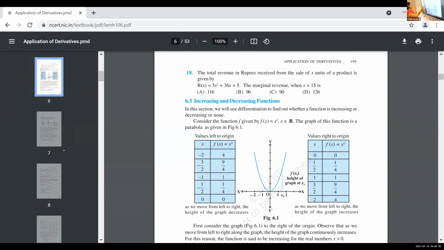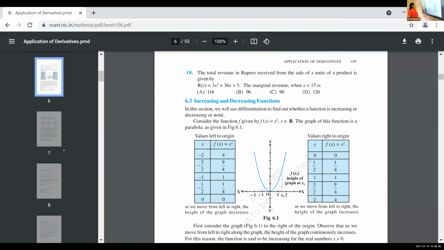Now look at the example given here. Consider the function f of x is equal to x square. We are drawing the graph of the function f of x is equal to x square. We are drawing the parabola. Look at the values to the left of origin. As x is increasing, what happens to the f of x value? What about the f of x value? Michael?